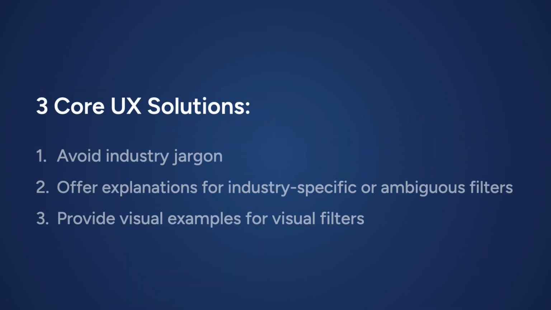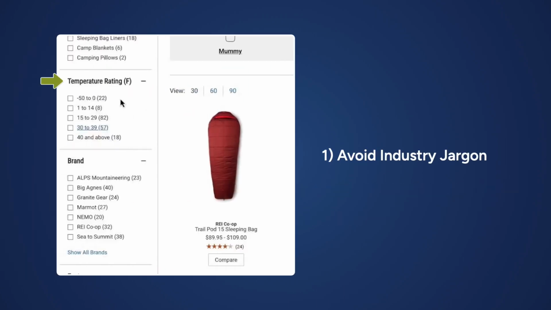Throughout testing, 3 approaches proved effective in reducing filter ambiguity. The best approach is to avoid industry jargon altogether, use clear, relatable terms that match what users are likely to search for and understand. For example, instead of using jargon like season rating, REI labels the filter as temperature. As a result, users looking to filter sleeping bags by warmth immediately found the right option.